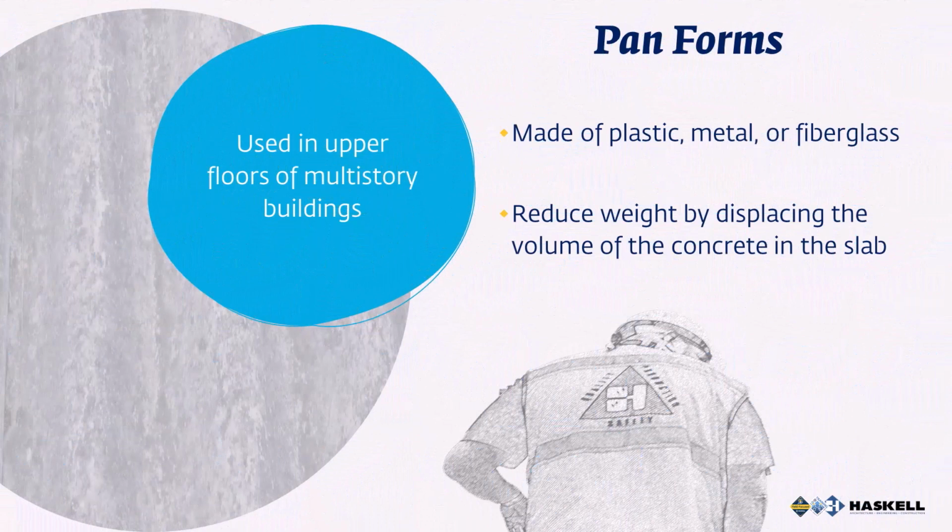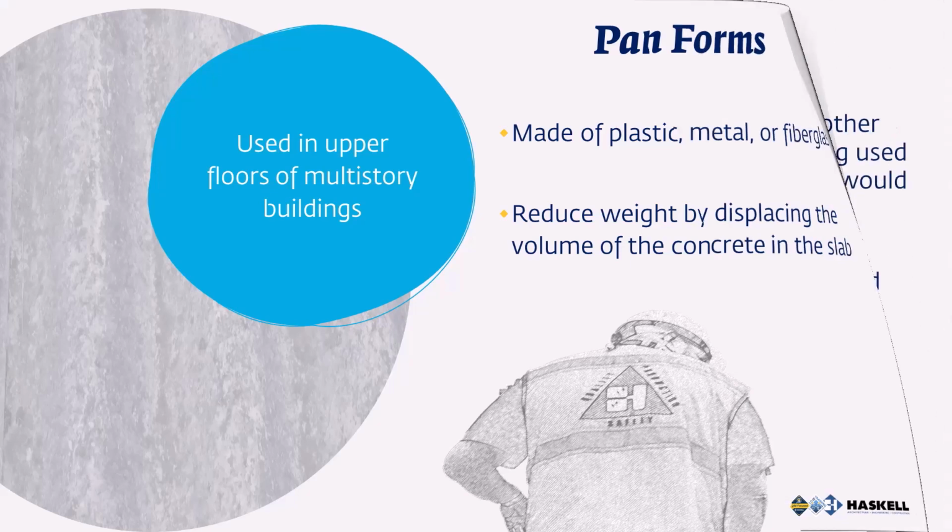Pan forms are commonly used in the upper floors of multi-floor buildings. They may be constructed of plastic, metal, or fiberglass. Pans reduce weight by displacing the volume of the concrete in the slab.